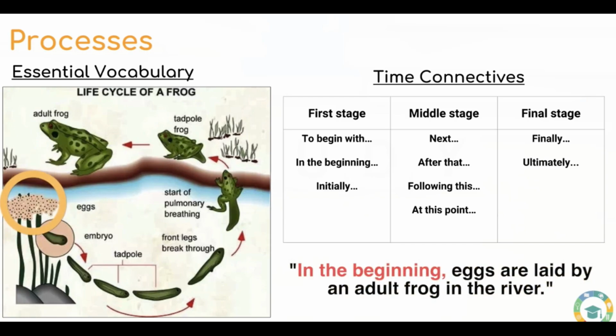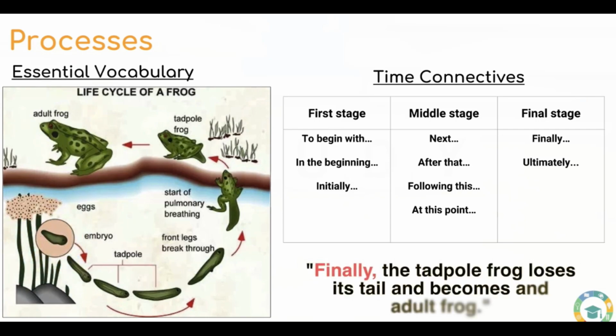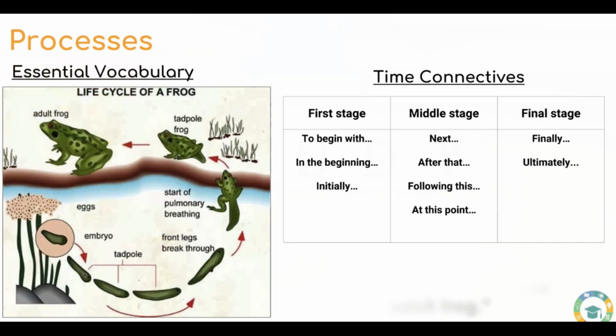In the beginning, eggs are laid by an adult frog in the river. After that, an embryo develops inside the egg. Finally, the tadpole frog loses its tail and becomes an adult frog.